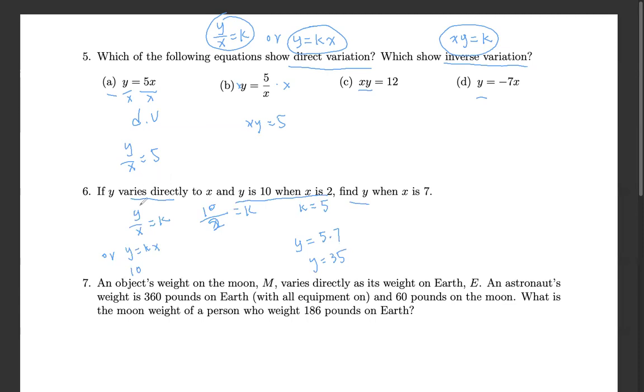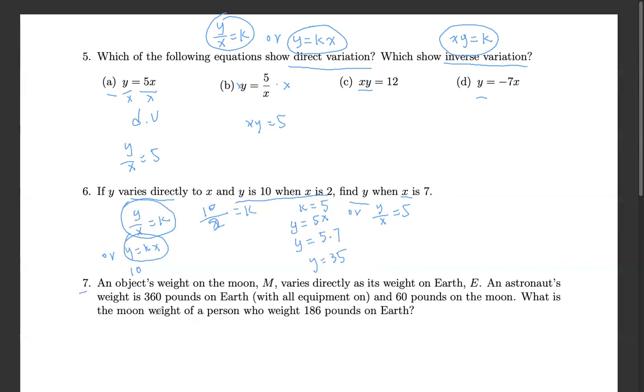So for variation directly, first we need to recall the formula, either this one or this one. Then the second one, y is 10, x is 2, which is substitute y with 10, x with 2 to get a k value. Once we get a k value, we can write down the equation as y equals 5x, or y divided by x equals 5. Then use the given x to find y value.